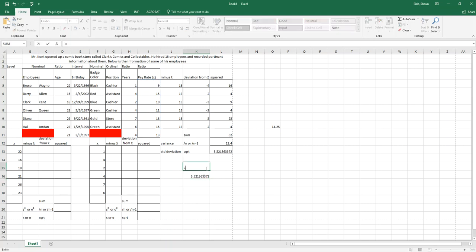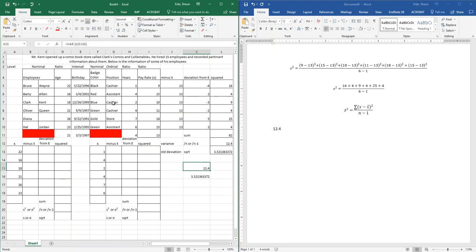Or if you do equals VAR.P, you'll notice this is the variance of the population. This right here is the variance of the sample, so if I do .S, that gives me the variance of the sample. Okay. So that is how you check your variance and your standard deviation.